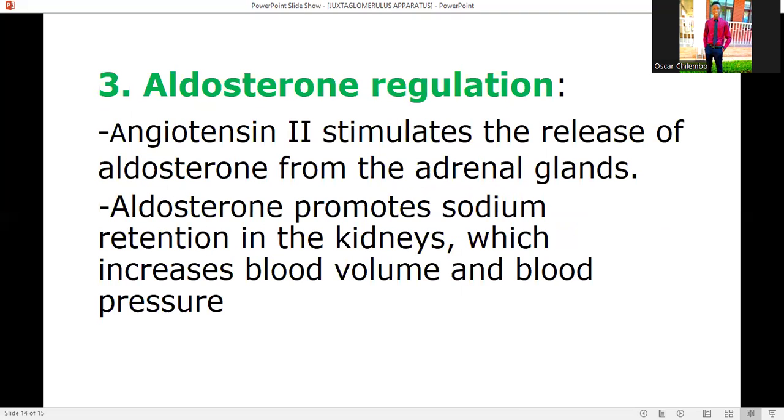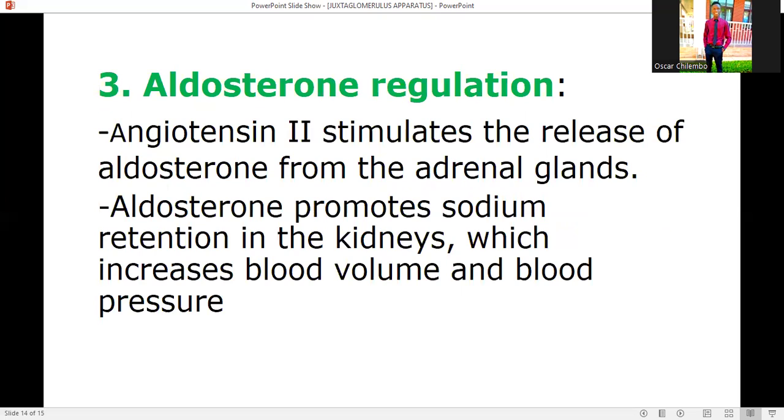Okay, then there's also aldosterone regulation. Angiotensin 2 stimulates the release of aldosterone from the adrenal glands. Aldosterone promotes sodium retention in the kidney, which increases blood volume and blood pressure. So what does aldosterone do? Aldosterone is the hormone that is produced by the adrenal glands. What it does is increase the desire, the thirst, so that we can take enough water.